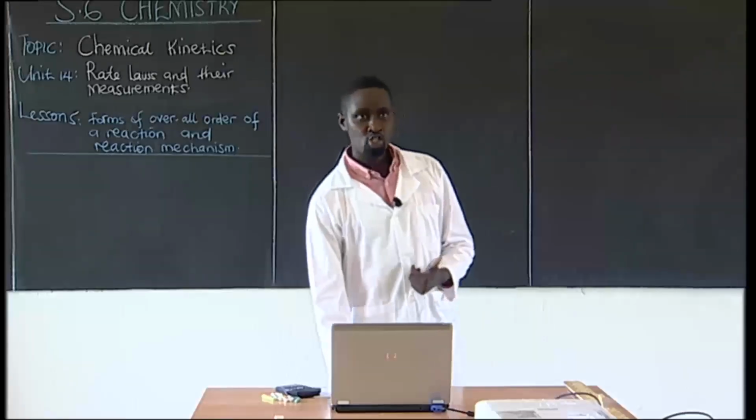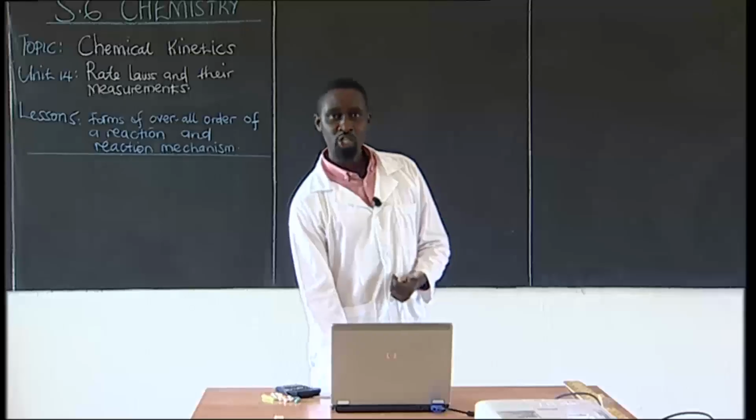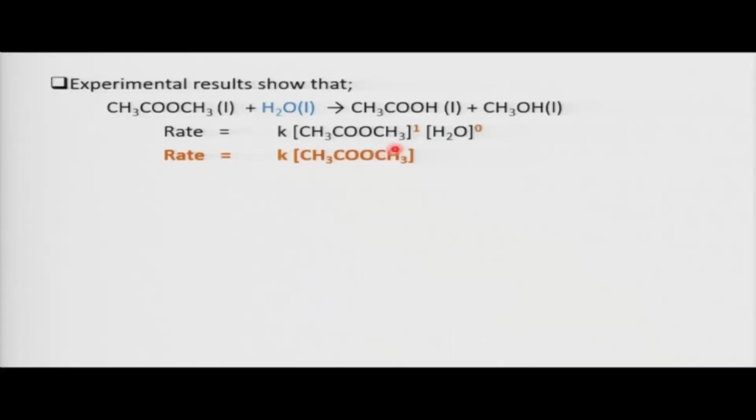So experiments show that for this reaction, it is actually a first order with respect to the ester. Water, the changes in the concentration of water have no effect on the rate of the reaction. But it is a reactant, it is there. So this is what we call a pseudo-first order. It has two reactants. It's expected to have both reactants affecting the rate of reaction, but it's only one, which is the ester, affecting the order of reaction. So the question is why? Why isn't water affecting the rate of reaction?